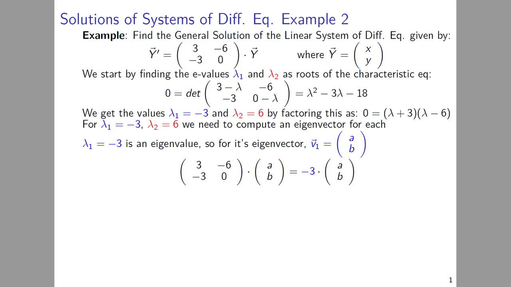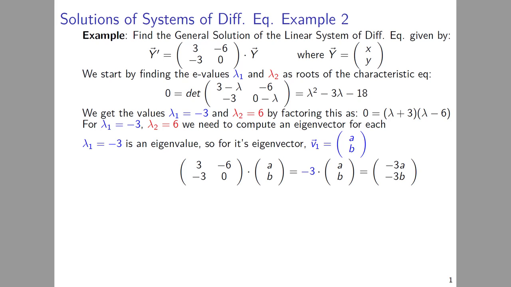For lambda 1 equals -3, we need an eigenvector v1 equals (a, b), so that A times v is equal to -3 times v. That is, [3, -6; -3, 0] times our unknown vector (a, b) is equal to our eigenvalue -3 times that unknown vector (a, b). To figure out a relationship between a and b, we'll want to multiply out both sides. On the right-hand side, we can multiply that scalar in and have -3a, -3b.